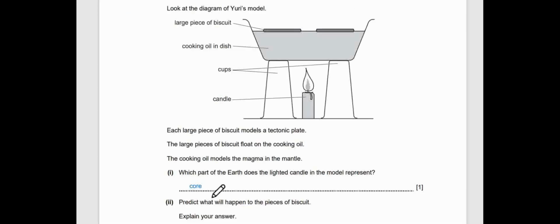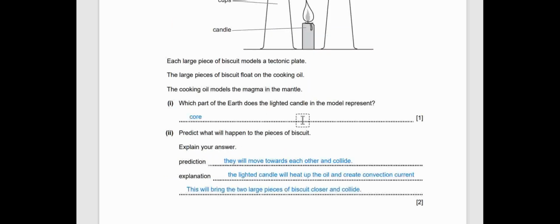So next question, predict what will happen to the pieces of biscuit. Explain your answer. Since the cooking oil is heated up, there will be convection current in here, and the large pieces of biscuit, these two, will float and move because of convection current to one side, and they might collide with each other. So let's type down that answer. So they will move towards each other and collide.